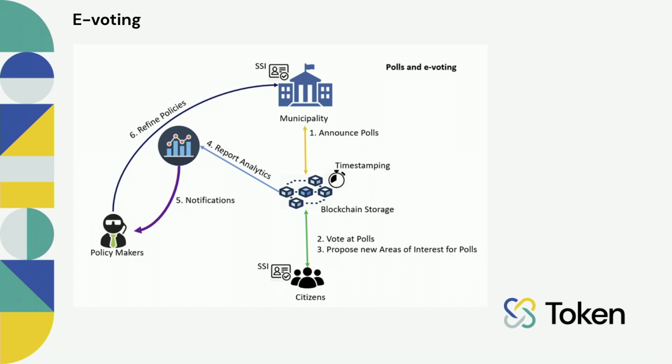This is the architecture of e-voting. We use SSI and smart contracts as well, and the main actors are municipality and citizens, and the policymakers to refine their policies.